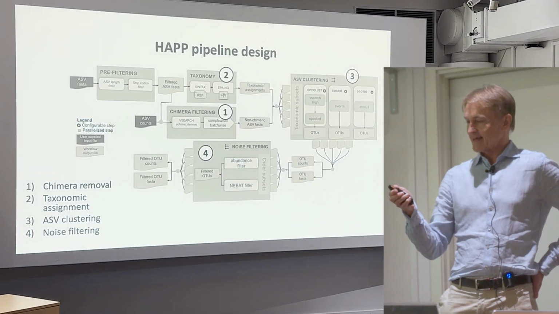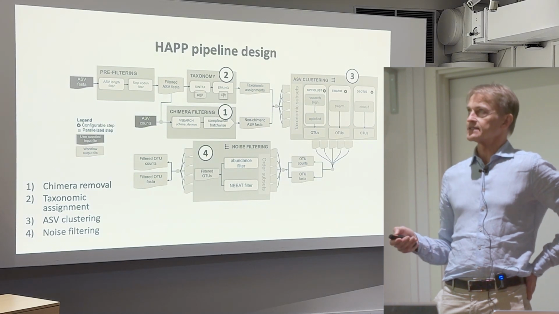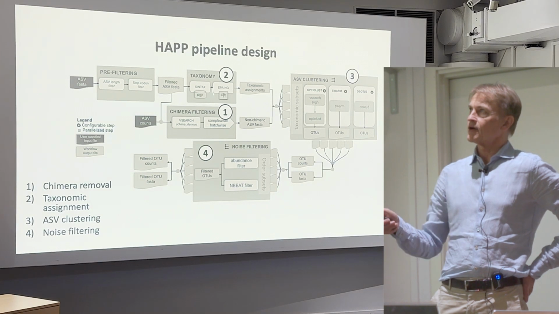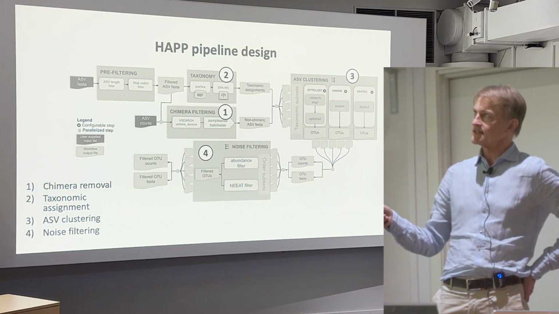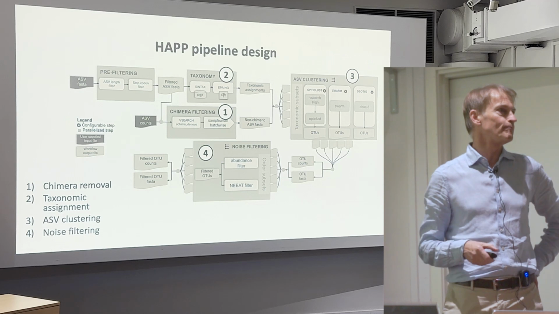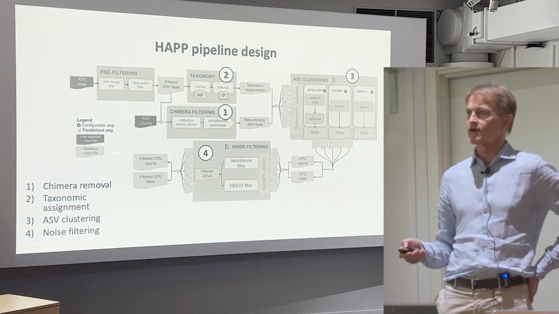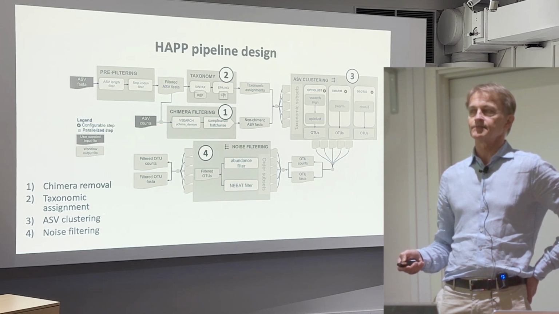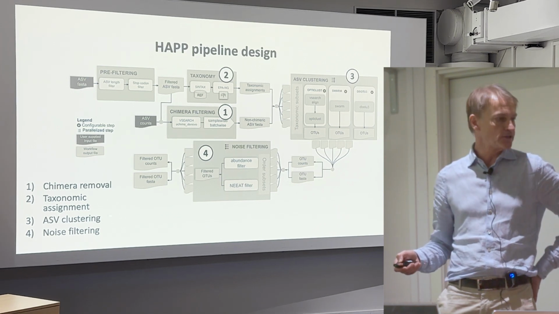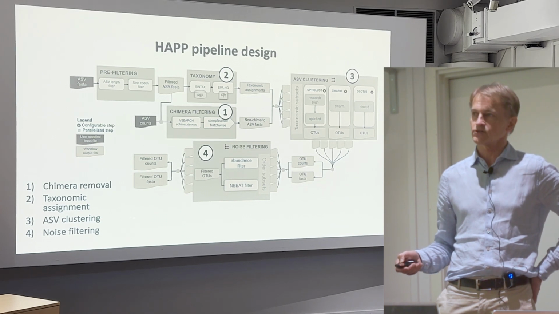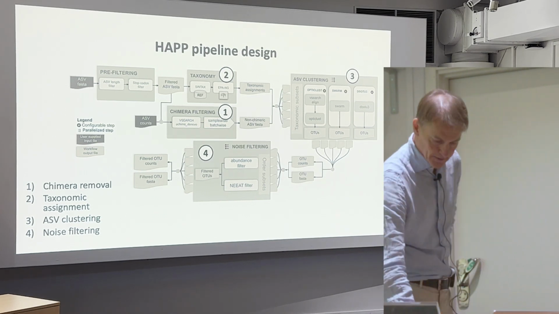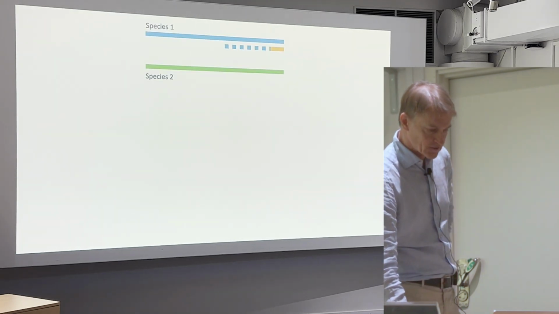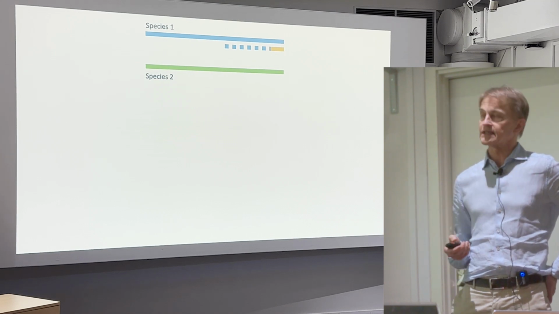The HAP pipeline design looks a little bit complicated, but it really consists of four major components. They're numbered here in the figure, and a lot of these things we can run in parallel, so we can process millions of reads, or ASVs, easily. These steps are chimera removal, taxonomic assignment, ASV clustering into OTUs, or these species units that Ella talked about, and noise filtering with the NEAT algorithm at the end. I'm going to say something about each of these steps.